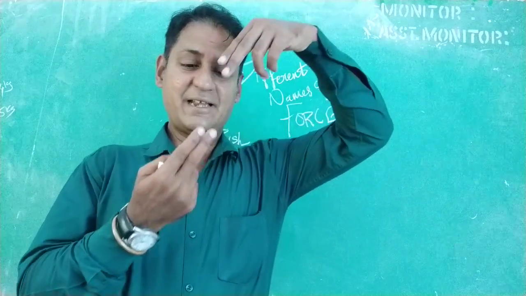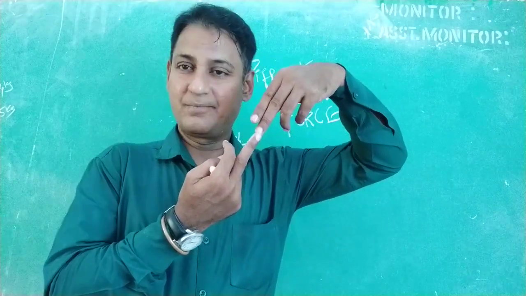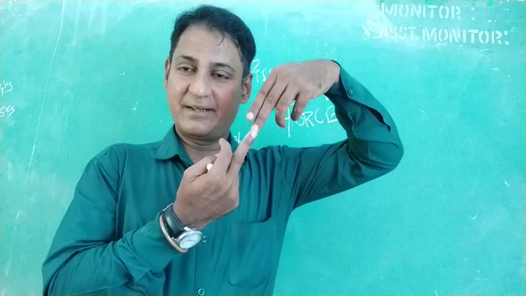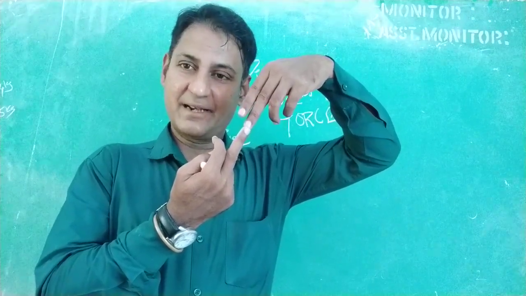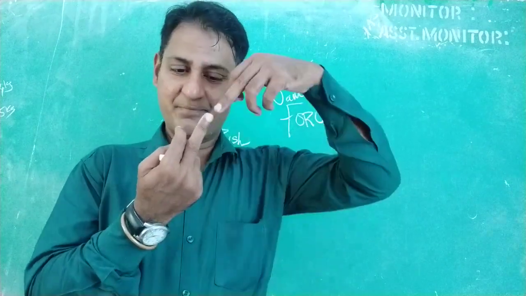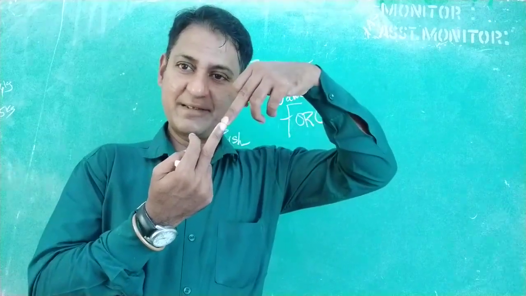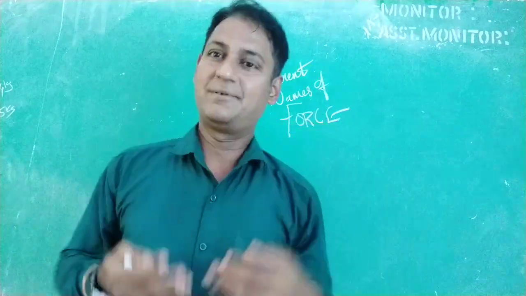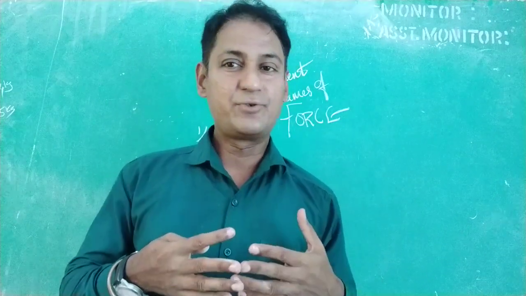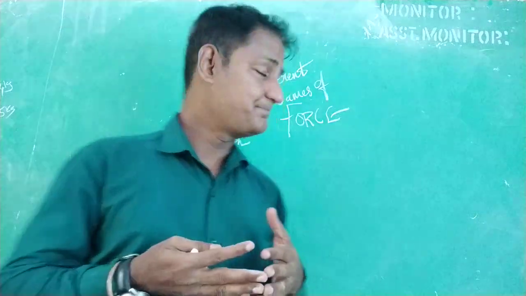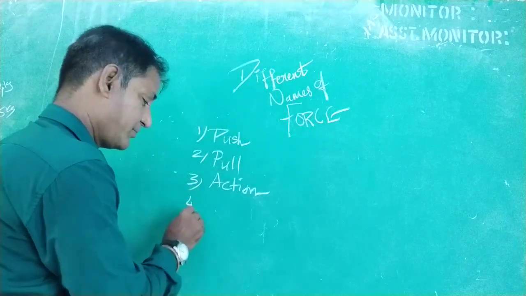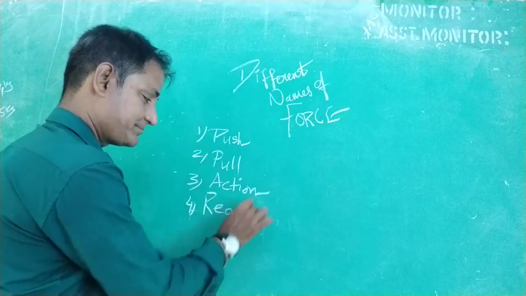If action and reaction are balancing each other, then you are able to walk, sleep, and so on. If action increases, you will go deeper into the earth. If reaction increases, you will fly off. So both should be equal, but they always act in opposite directions. So the fourth one is reaction.